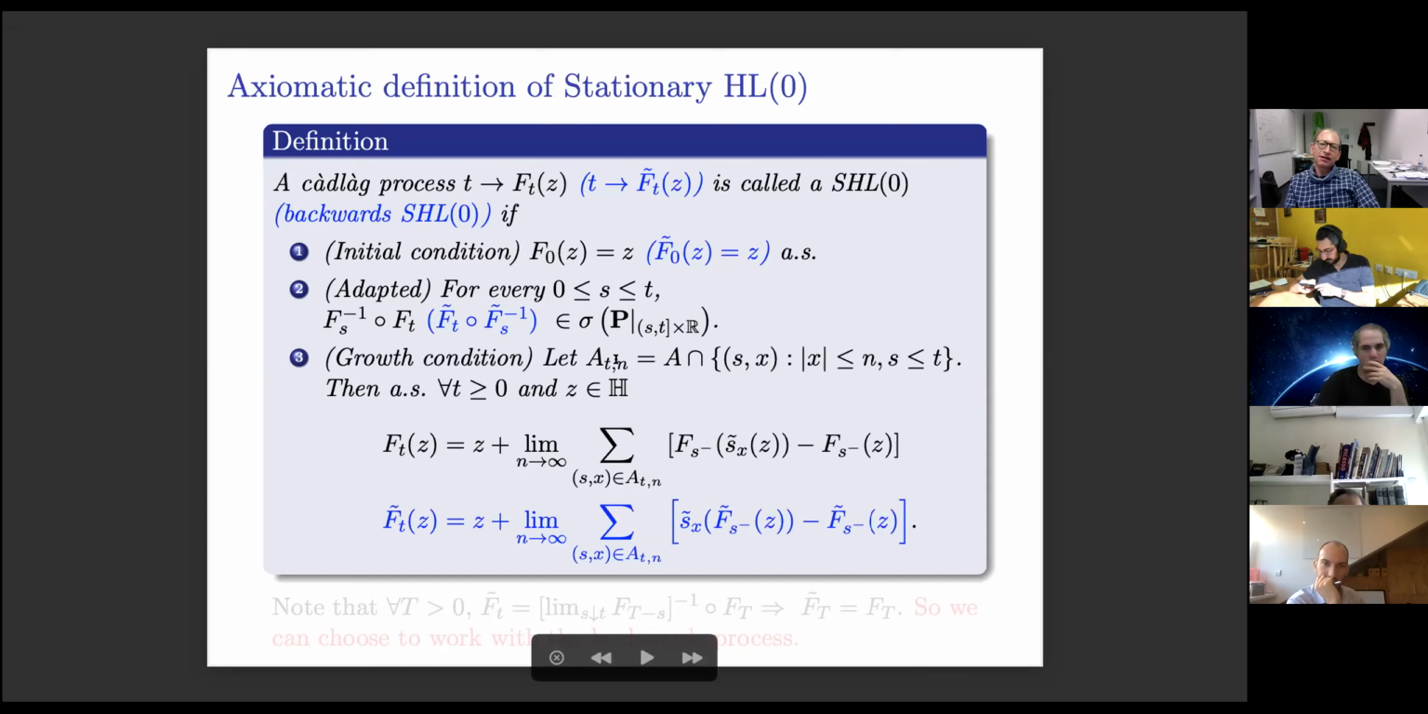So for the growth condition, let A_t^n be the set of arrival times of the Poisson process, all the arrivals which are at values of absolute value less than n, so all arrivals between -n and n. Then the arrivals between -n and n up to time t form a finite set. So what I really want to say for the growth condition is: what is f_t of z? f_t of z is z plus, ignore the limit, the sum over all of the arrival points s, x of what the slit function does at the point z. So that's sort of a standard definition.